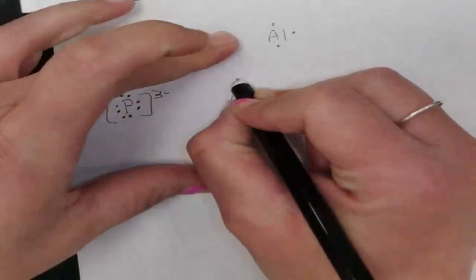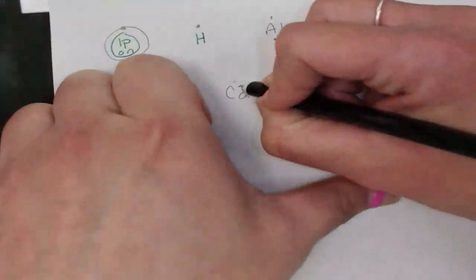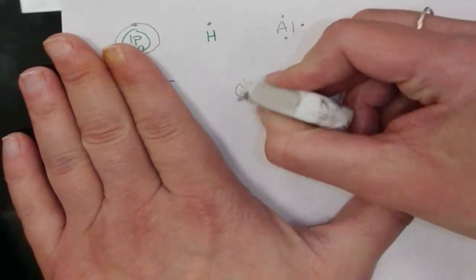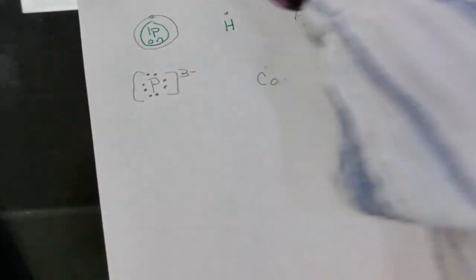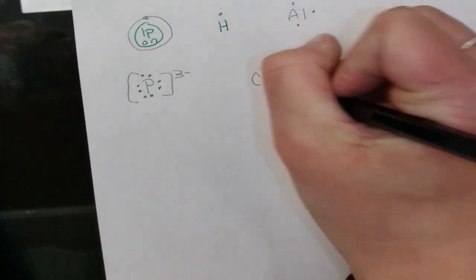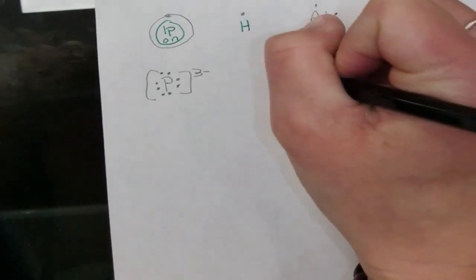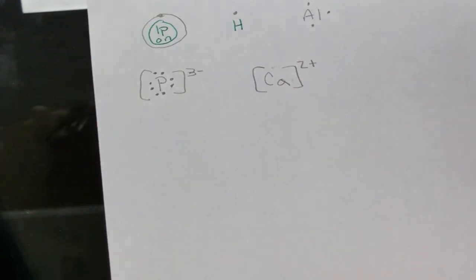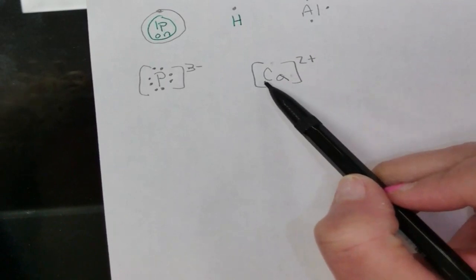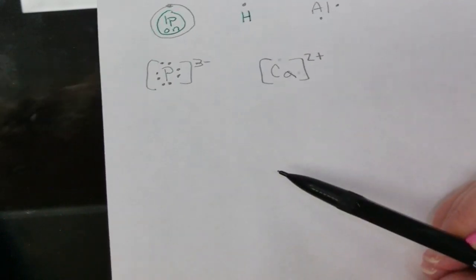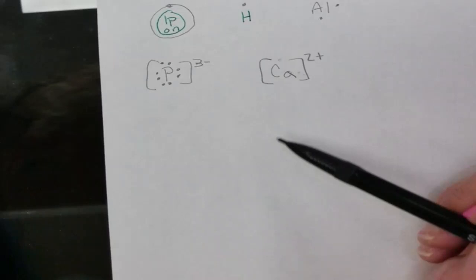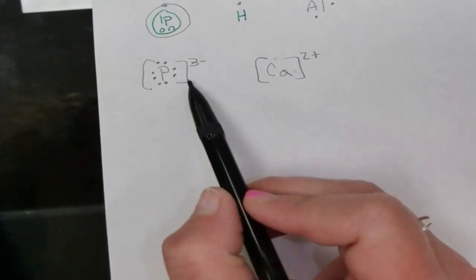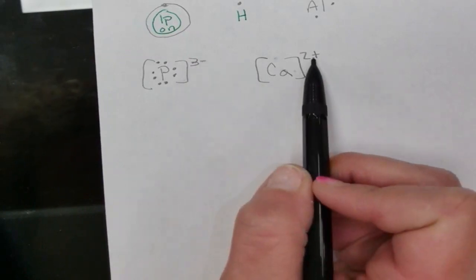So when calcium loses 2 electrons, and I'm going to erase those as best as I can. See if I can't erase that a little better. There we go. So when calcium loses 2 electrons, it no longer has any dots. It lost 2, making it a positive, Ca2+. So you will notice your cations have no dots because they have lost those electrons. Your anions have 8 dots because they've gained electrons. They are both in brackets with their charge.